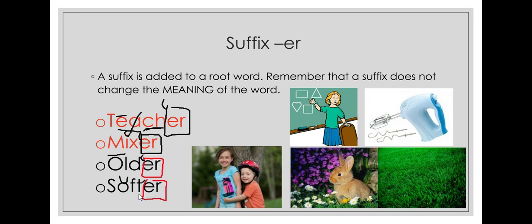And now if you look at the word softer, the very last word, I put a breve on the O because it makes the short sound, aw, softer. We box our er suffix, but we're not talking about soft. If I take off er, soft isn't a person or thing doing something, it's describing. So look at these pictures of the bunny rabbit and the grass over to the right.